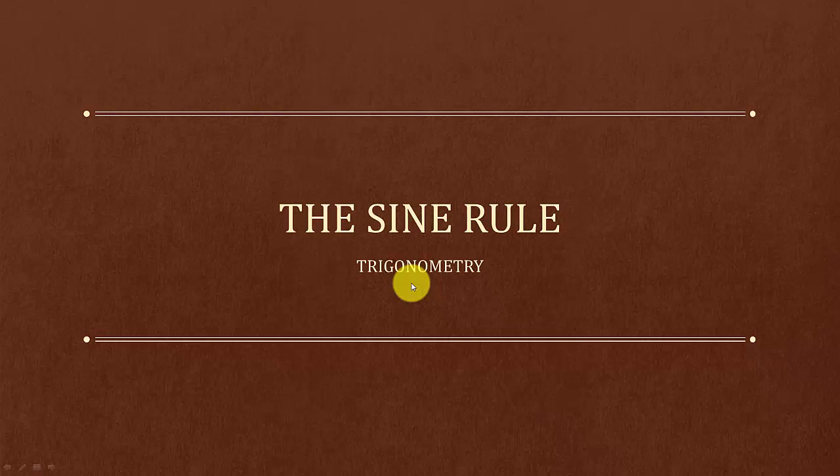In this topic, we shall learn about the sine rule. The sine rule can be used to find the angles and length of a triangle if the conditions are met.